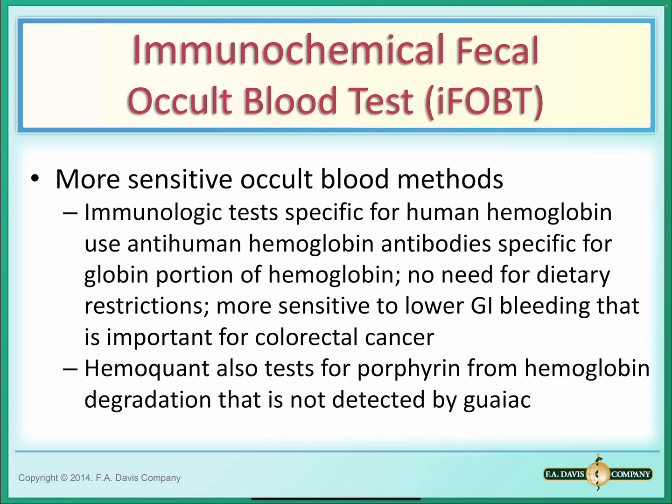The collection kits for the immunochemical fecal occult blood test are similar to those that we use for the guaiac testing, and they could be sold by Beckman Coulter or Fullerton, and these are called hemo-occult ICT tests. They can also be provided to the patients for home collection.